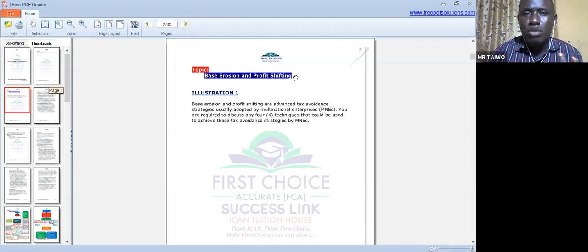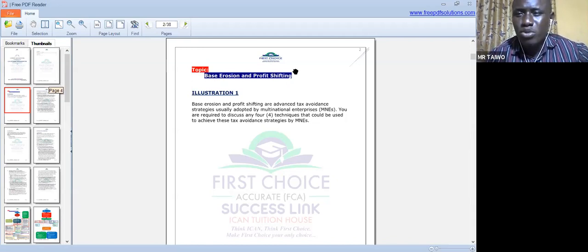Now, the second one is profit shifting. That is a situation where you are trying to move a profit that you make in a region, because of the tax regime in that region, to another region in which they have a lower tax regime. So that instead of you paying tax in the first region, the tax that is supposed to be paid in the first region is taken to the second region where we have a lower tax regime. That is what we mean by profit shifting.